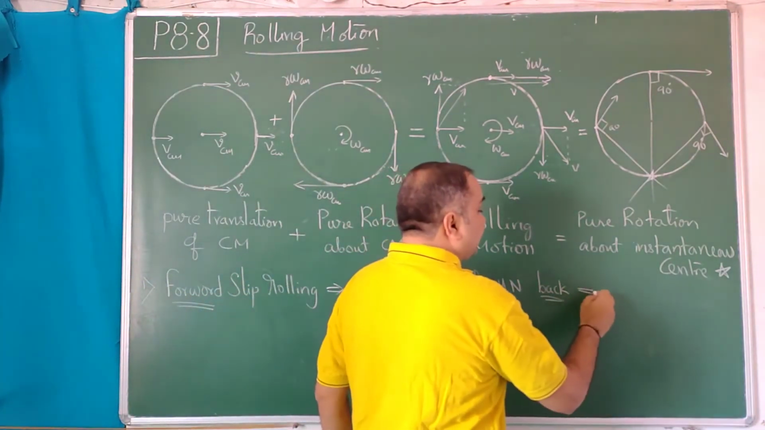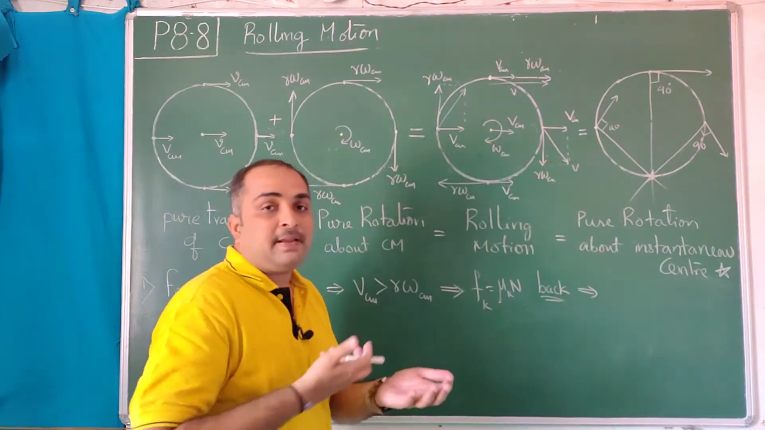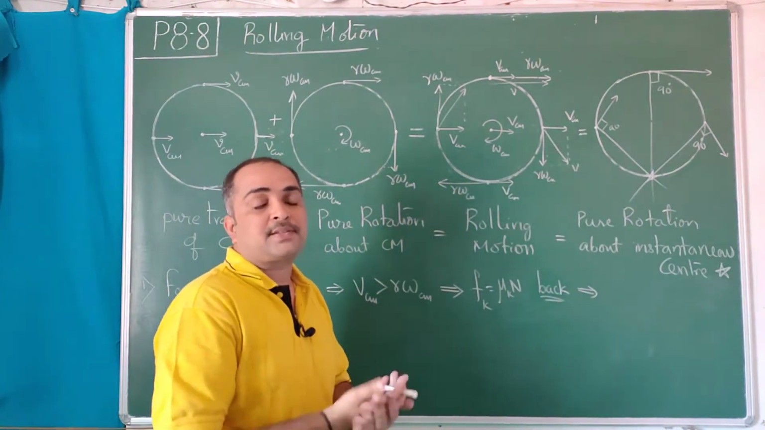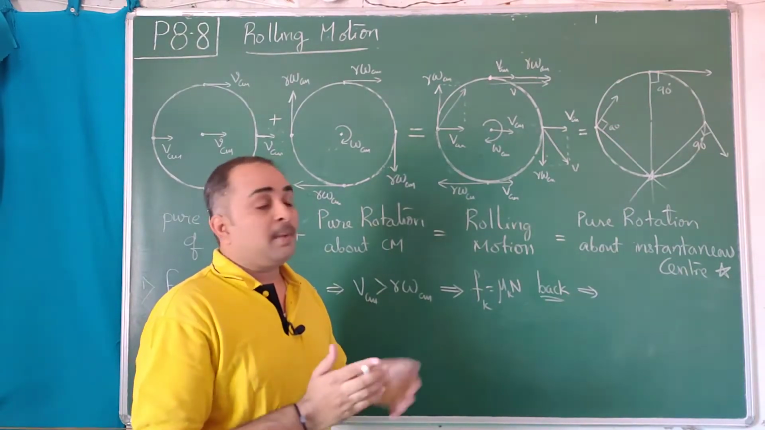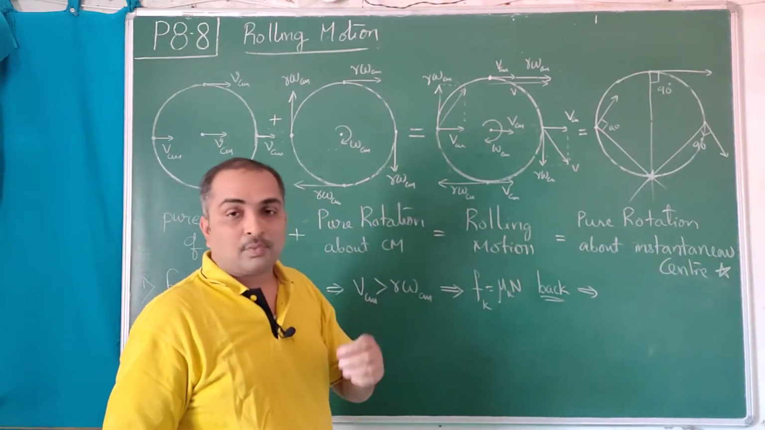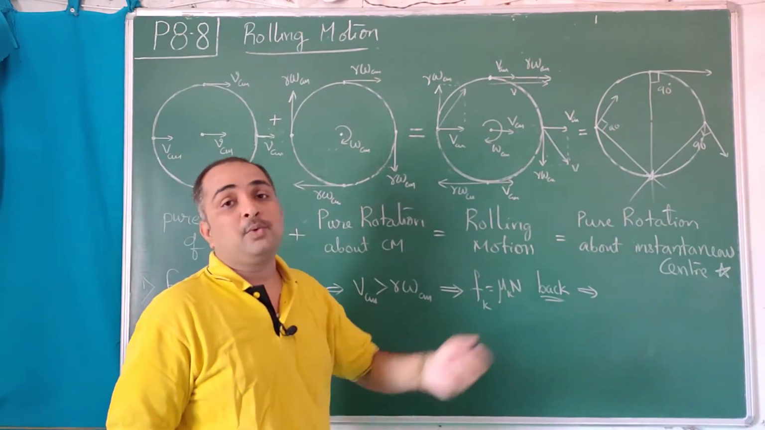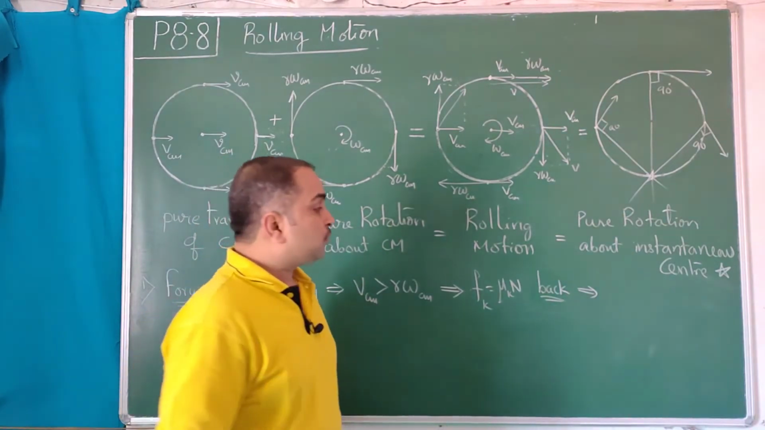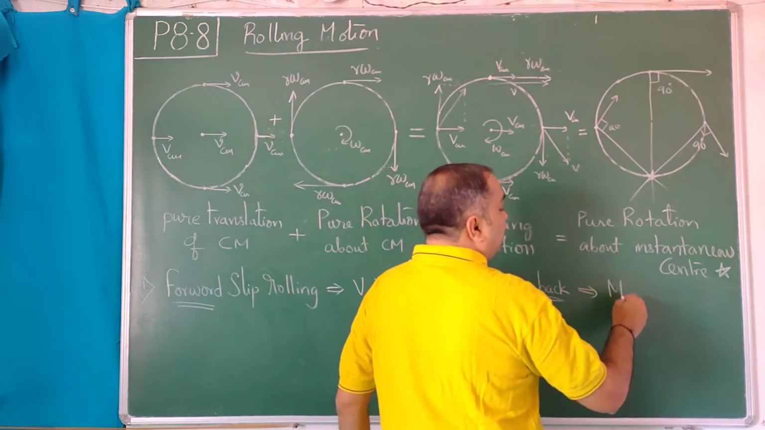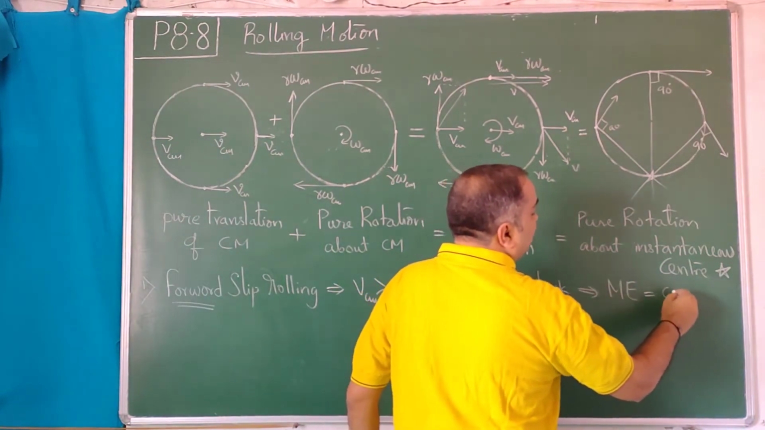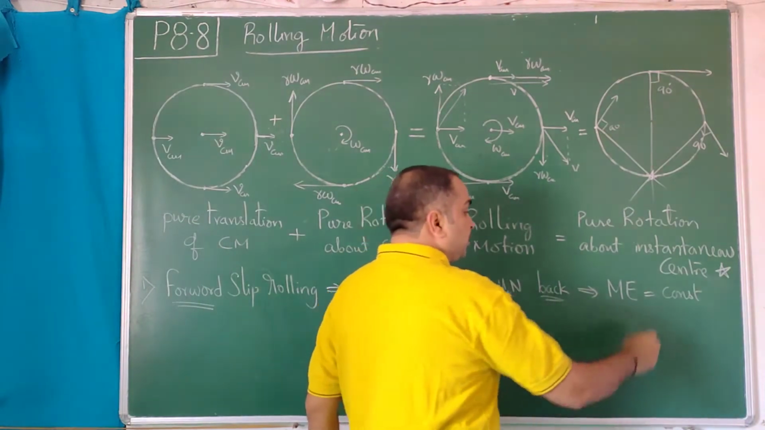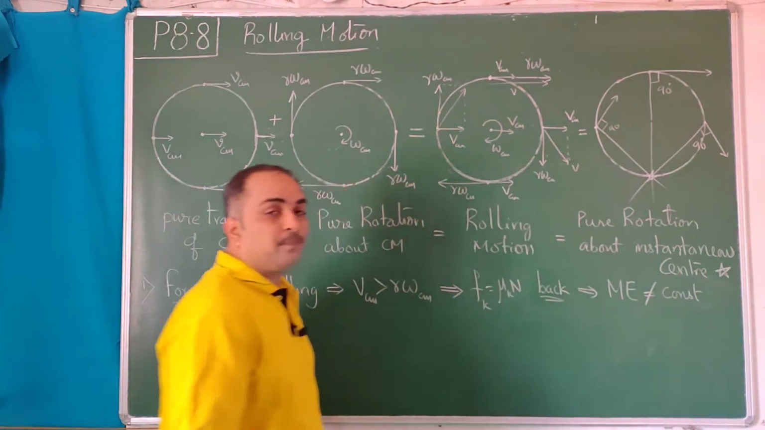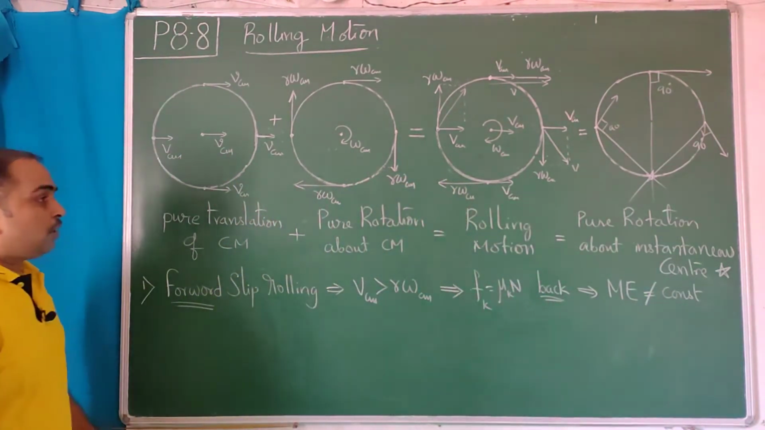And when this kinetic friction acts as the wheel slips over the surface, then heat will be developed. So the mechanical energy will get converted into heat energy. So in that context, the law of conservation of mechanical energy is not true, because work is done by a non-conservative force, friction. So mechanical energy is not conserved. That is called forward slip rolling.